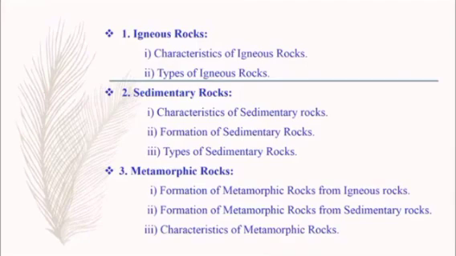The second one is sedimentary rocks. Under this, we have characteristics of sedimentary rocks, formation of sedimentary rocks and types of sedimentary rocks. The third one is metamorphic rocks. Under this, we have formation of metamorphic rocks from igneous rocks, formation of metamorphic rocks from sedimentary rocks, and finally characteristics of metamorphic rocks.